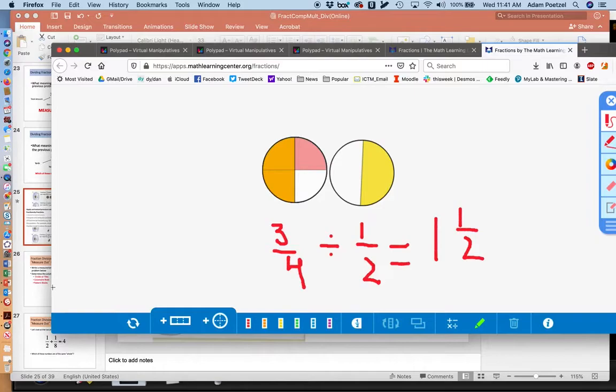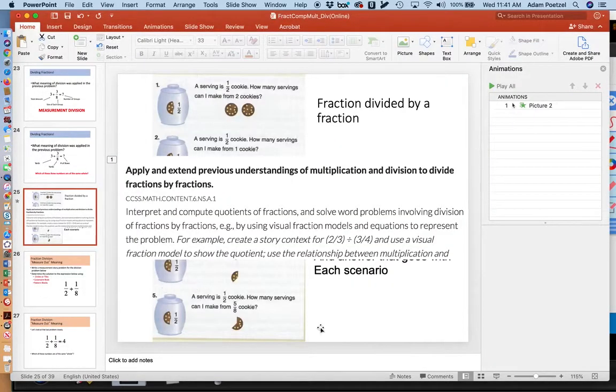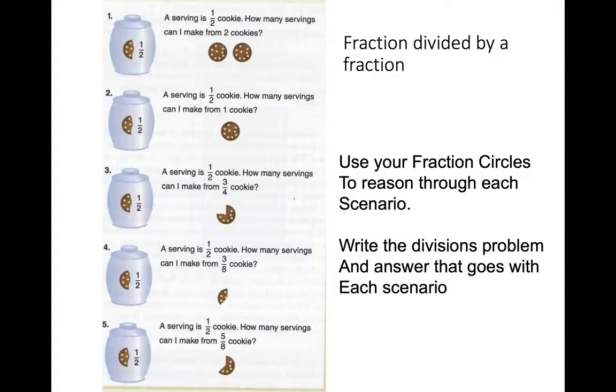All right, so coming back here, let's take a look at the next one, number 4. It says the serving size is half a cookie. How many servings can I make from 3/8 of a cookie? So looking at that picture for number 4, first of all, I encourage you to reason this out. Do we have more than a serving or less than a serving? And looking at it and thinking about it, I think we agree we have less than a serving. So the question is, how much less do we have then? Does that cookie represent half of a serving?